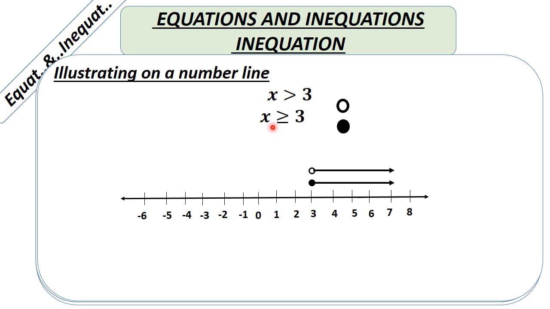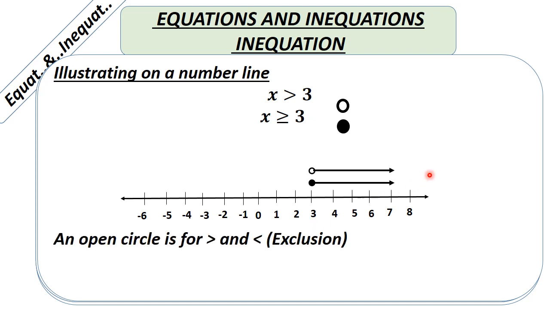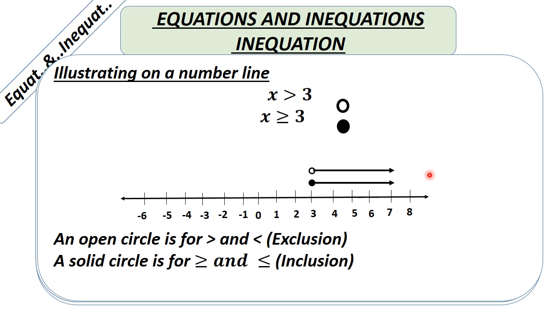But in the second case where it says greater or equal, we start from 3. 3 is included and the smallest integer is 3. So that's the difference. Be careful with this. You are going to encounter this. So in conclusion, an open circle is for greater than and less than, which shows exclusion, meaning that the number we're starting from is not included, it's excluded. Then a solid circle is for greater or equal to and less or equal to, which shows inclusion, which means the number is included.